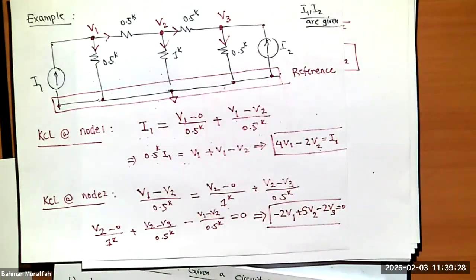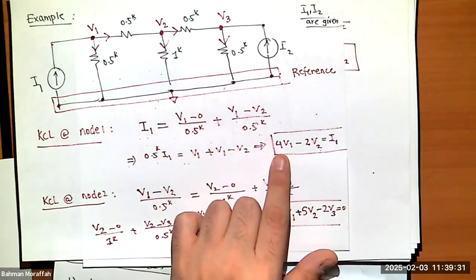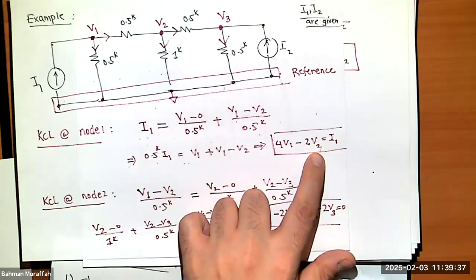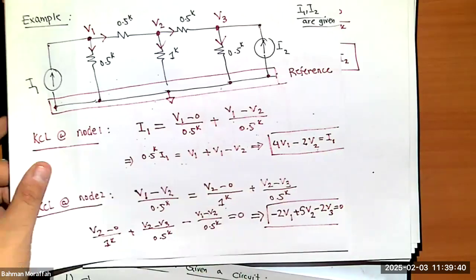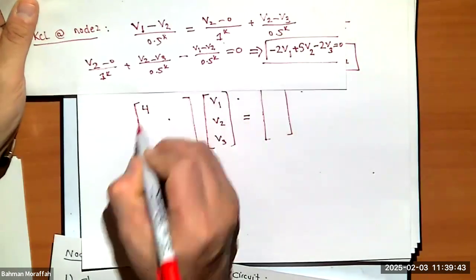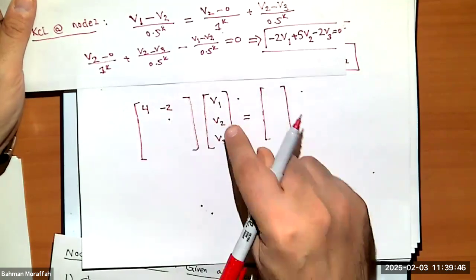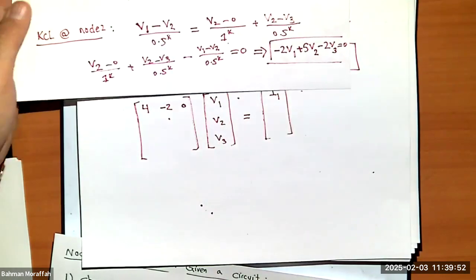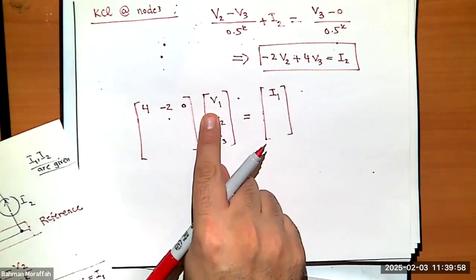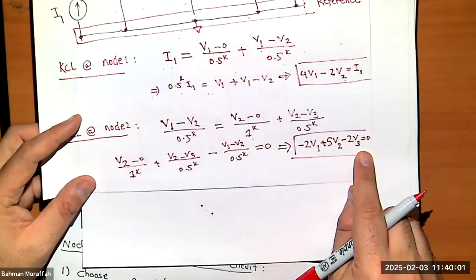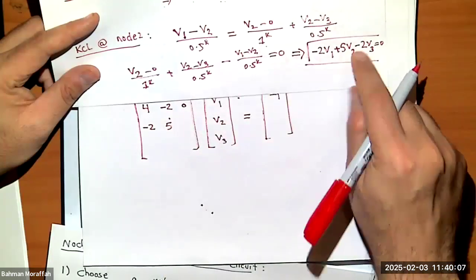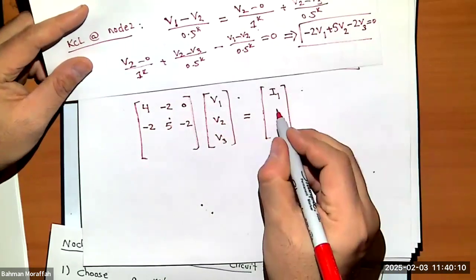Let's look at this equation. What does this equation tell me? It tells me I have 4 times V1 minus 2 times V2 plus 0 times V3. That should be I1. Right? Basically, I grab all the coefficients and put them in the row of this matrix. How about the second equation? That's basically minus 2 times V1, 5 times V2, and minus 2 times V3, and that should be 0.